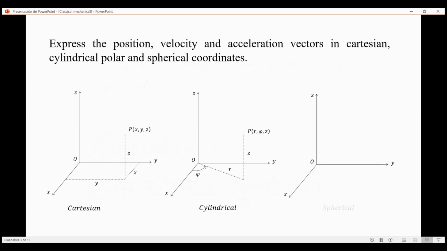And in spherical coordinates, we have the distance directly from the origin to the point. This is r, one of the coordinates. Then the angle that this r makes with the z-axis, the vertical axis, and the angle that the projection of r on the xy plane makes with the x-axis, that is phi.